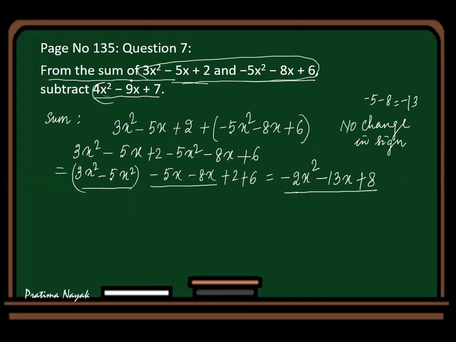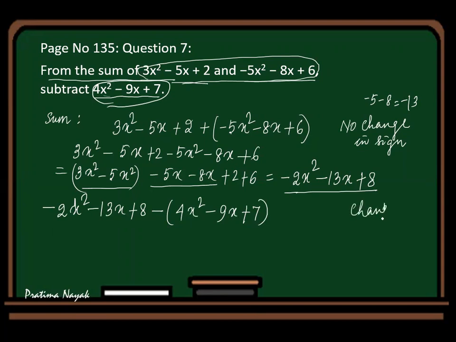From this you will subtract this. So you will write first the sum: −2x² − 13x + 8. Subtract 4x² − 9x + 7. So here you are subtracting, so change the sign when you open the bracket. So −2x² − 13x + 8 − 4x² + 9x − 7.